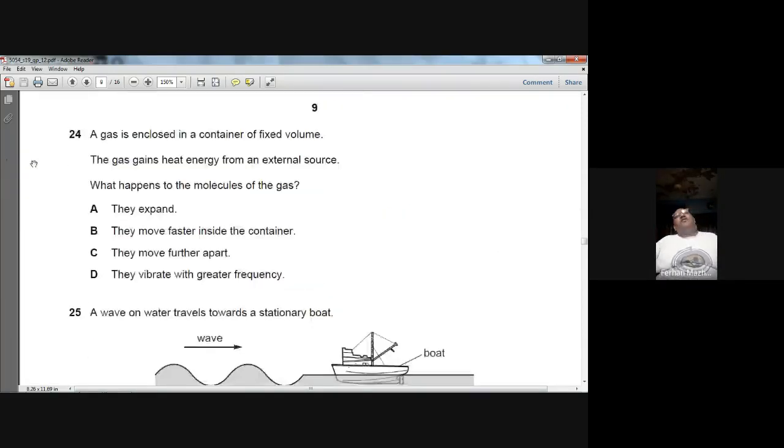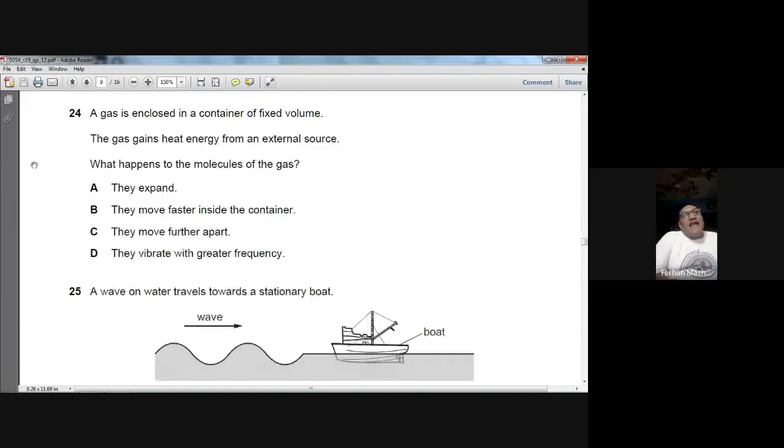Question number 24 is on your screen. A gas is enclosed in a container of fixed volume. The gas gains heat energy from an external source. The volume is not changing. He said fixed volume. The gas gains heat energy from an external source, so its temperature will rise. The rise in the temperature means that the molecules of the gas will move faster.